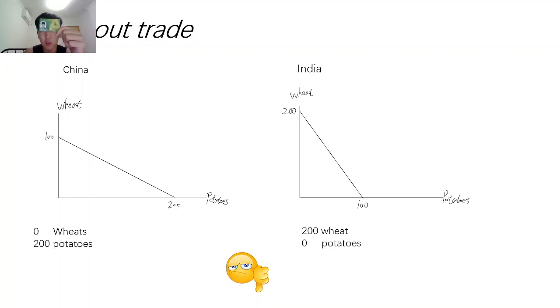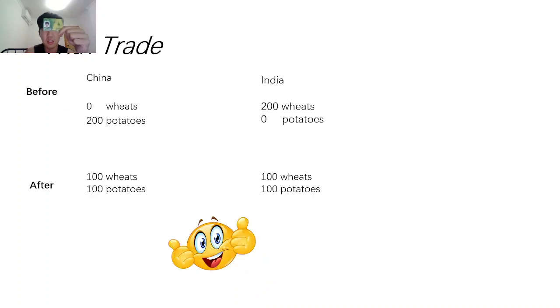But it would be too boring for them to produce single goods domestically. China would have 200 potatoes but 0 wheat, and India 200 wheat and 0 potatoes. This is not what their citizens want. Not good. But if they trade with each other, like China gives 100 potatoes to India in exchange for 200 wheat, then China and India both benefit from this trading, and they both get 100 wheat and potatoes at the same time. This is what we really want. This is good for their citizens.